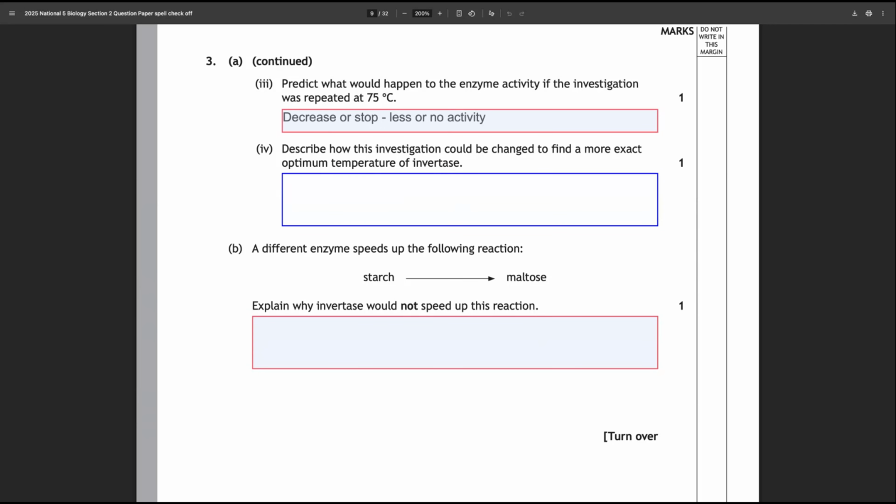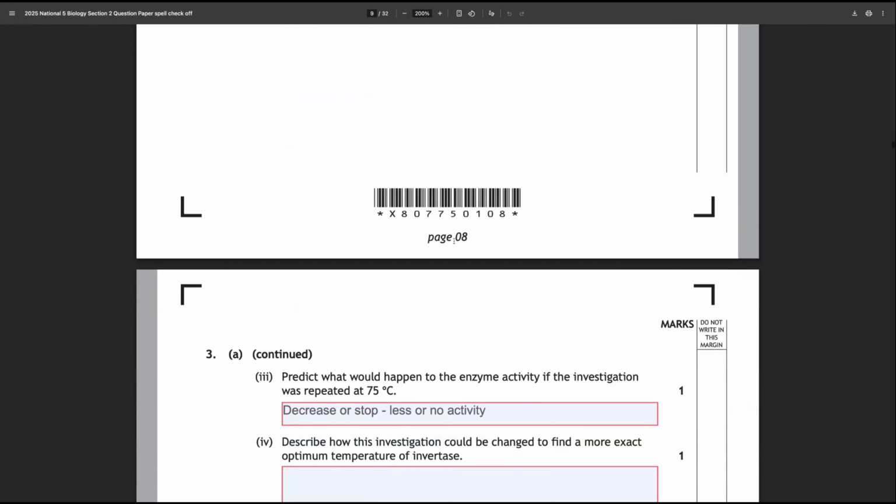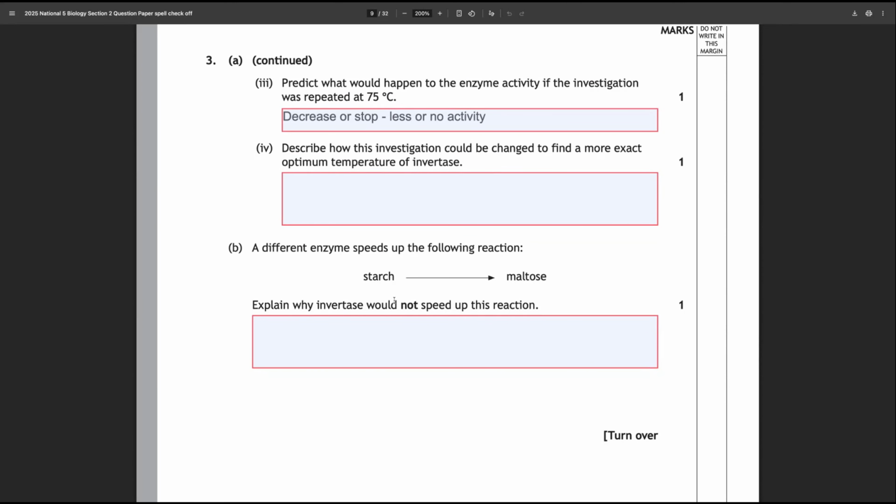So this investigation was done at both 45 and 55 degrees. Now, the result of this was that 45 degrees obviously produces a much greater enzyme activity than 55 degrees. But what we don't know for sure is that if we had a temperature in between 45 and 55, would that in fact have been the optimum temperature? So what we'd want to do here is repeat, but this time with more temperatures, both above and below the optimum, which was 45, wasn't it? Okay, so we'd repeat with more temperatures both above and below the 45 degrees.